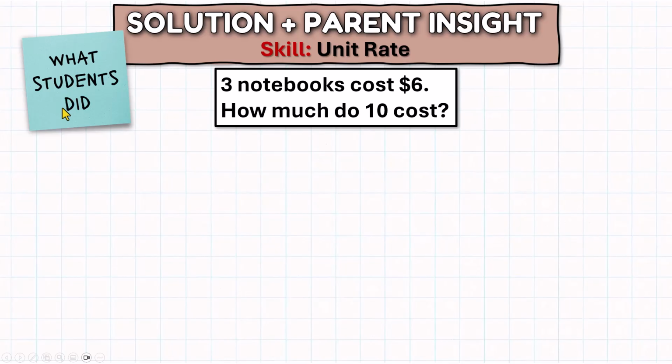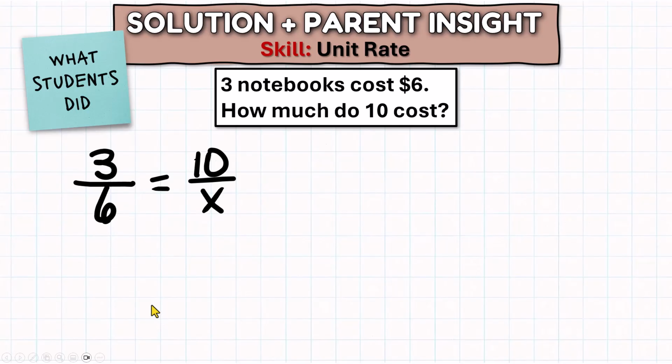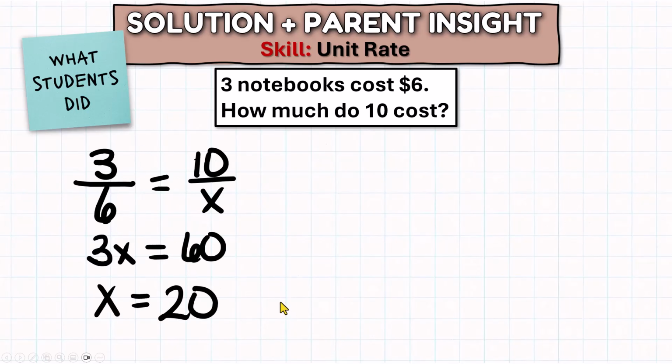So what students would do, some of them, would set up a proportion and then do a cross multiplication like this. Especially the kids who are really anxious to get into algebra. They want to do this kind of work. So they end up with 3x equals 60, and we end up with x equals 20. That is not a wrong answer.